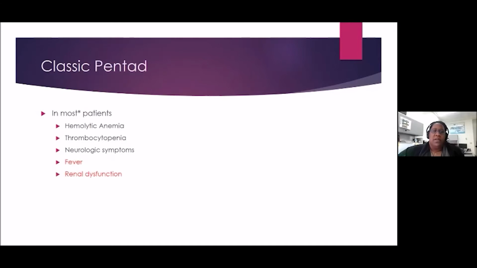So now there's a triad. You're more likely to see the triad, but actually there's a pentad that was developed in the 1960s to sort of clue people in that TTP may be the disease process at work here. So the other two symptoms or signs are fever and renal dysfunction. And to be honest with you, I have never seen a patient with the full pentad. The most I've seen is 4 out of 5 of the classic signs and symptoms. And the classic pentad, you only see it in maybe 5% of cases if you're lucky. So you don't need everything to suspect TTP.